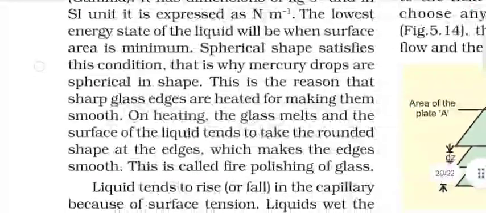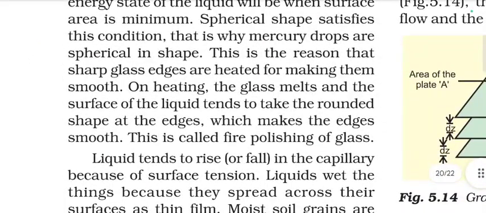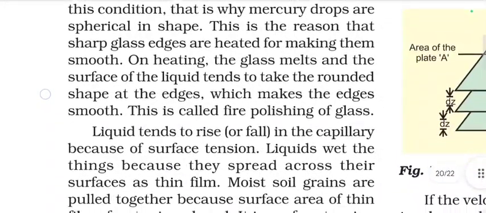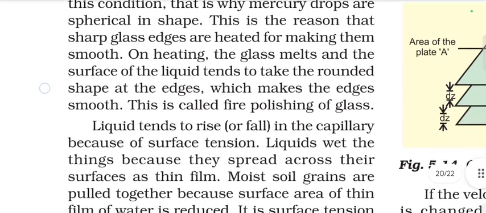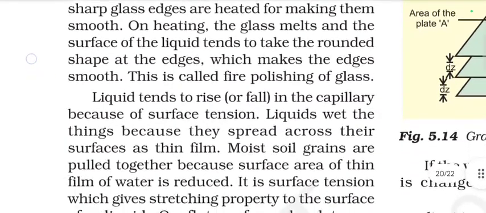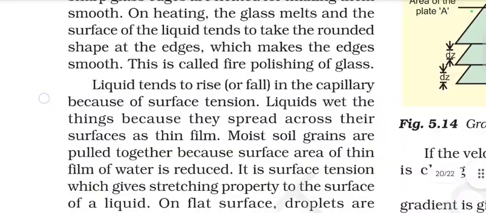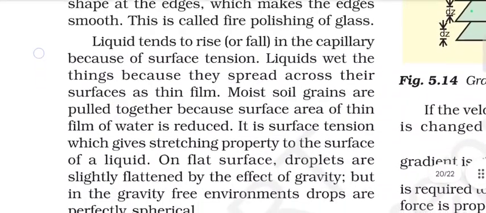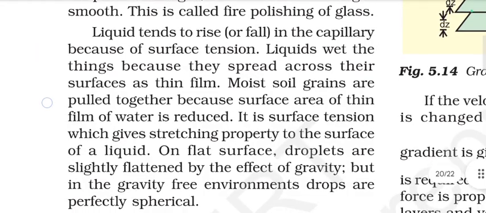Spherical shape satisfies these conditions. That is why mercury drops are spherical in shape. This is the reason that sharp glass edges are heated for making them smooth. On heating, the glass melts and the surface of the liquid tends to take the rounded shape at the edges, which makes the edges smooth. This is called fire polishing of glass.